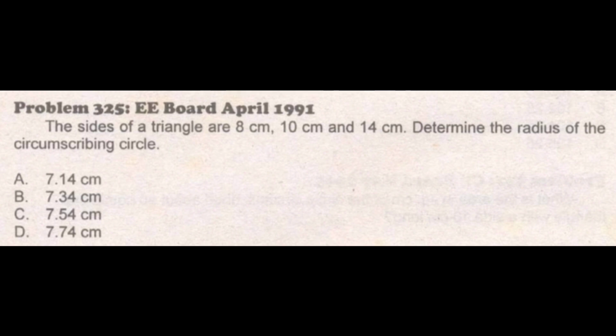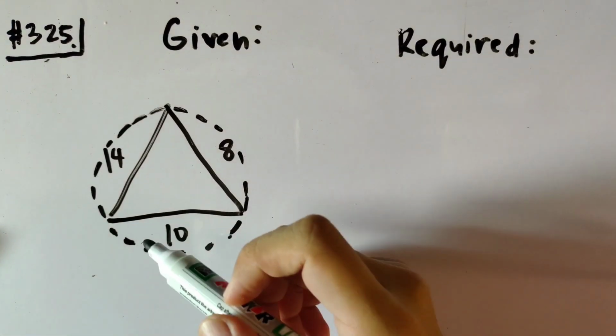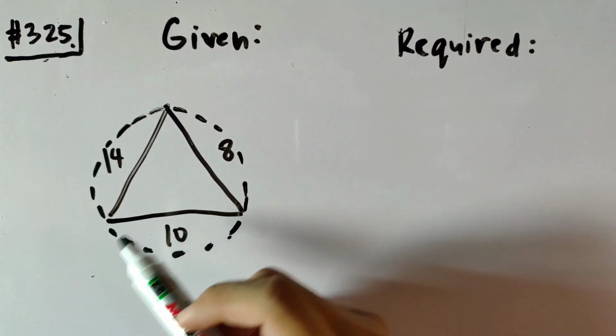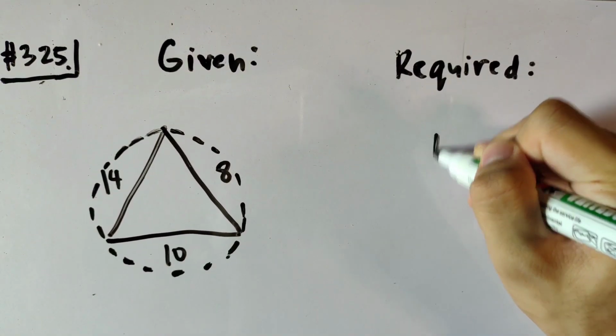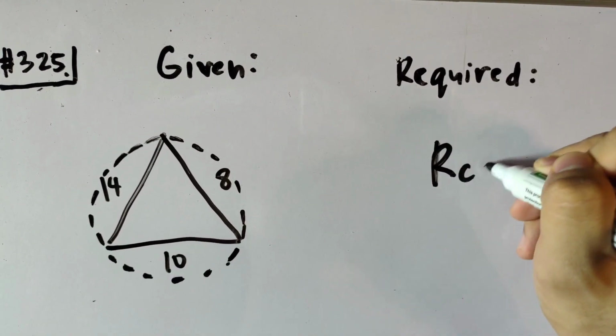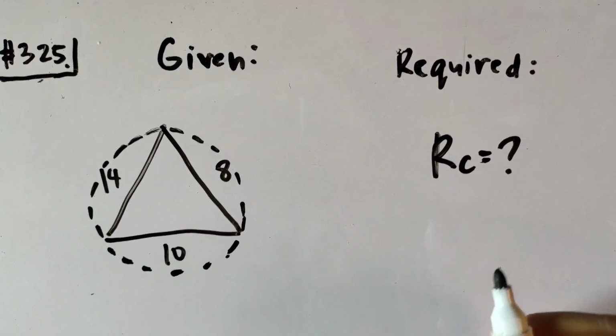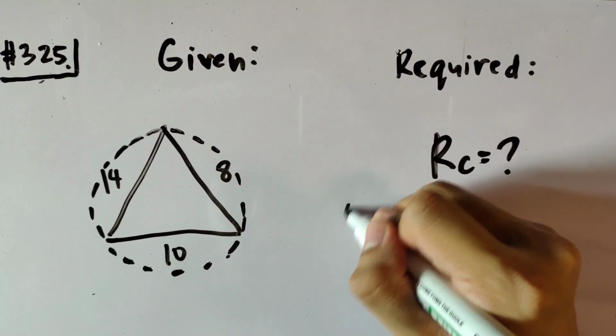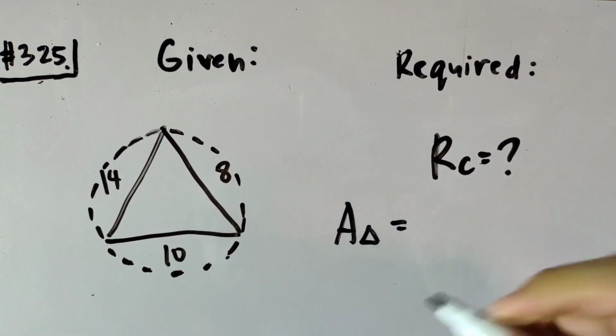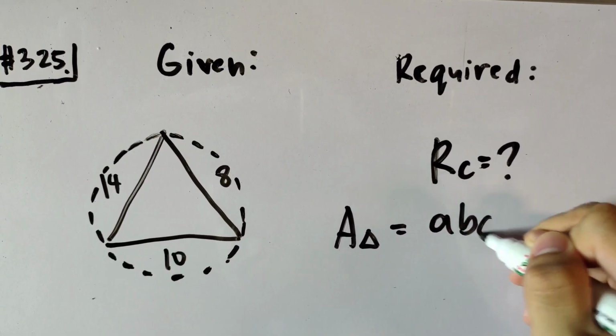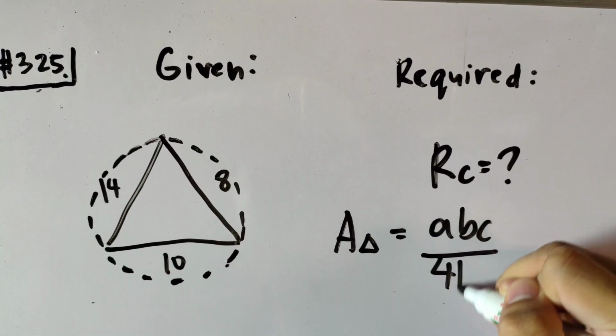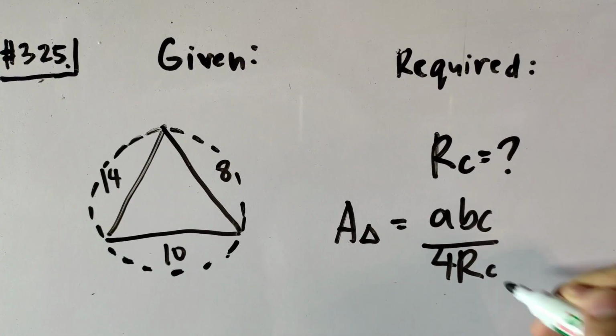Number 325. The sides of a triangle are 8 cm, 10 cm, and 14 cm. Determine the radius of the circumscribing circle. So dun sa problem, given tayo ng isang triangle, tapos ang hinahanap ulit natin ay yung radius ng circle circumscribing the triangle. So parang dun sa previous problem natin, yung area ng triangle natin is equal to ABC over 4R or R sub C.